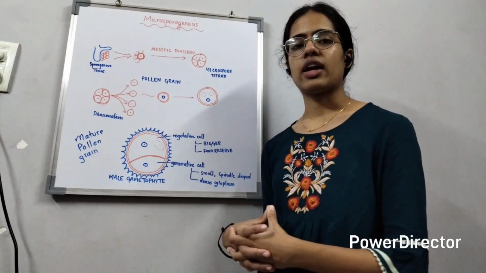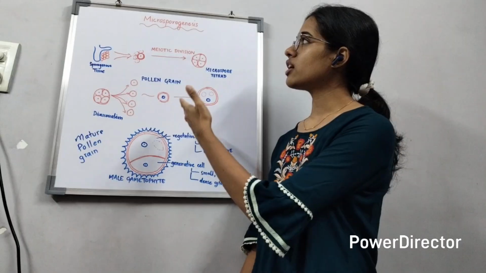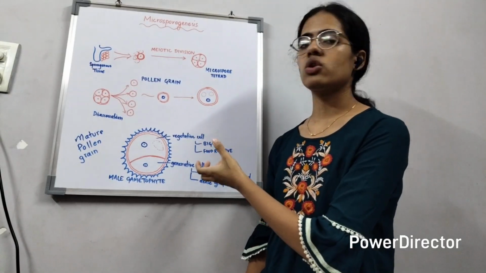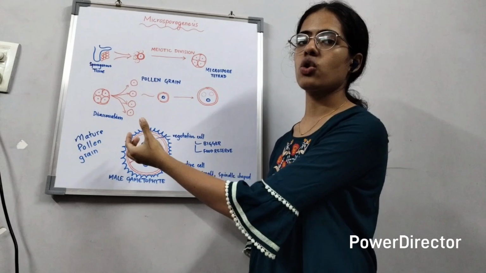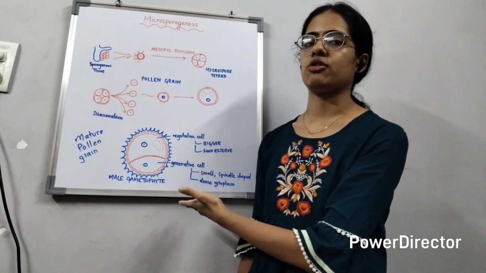Thus, I would like to conclude my session. I hope you understood the topic of microsporogenesis, that is the maturation of a sporogenous tissue or microsporangium into a mature pollen grain or a male gametophyte.